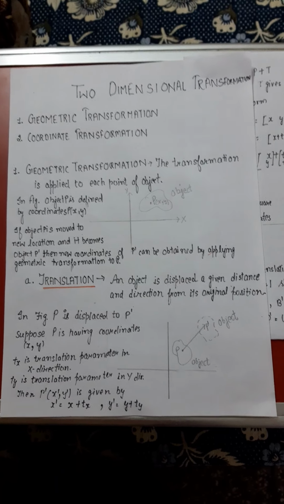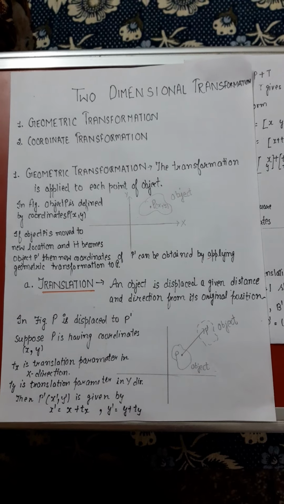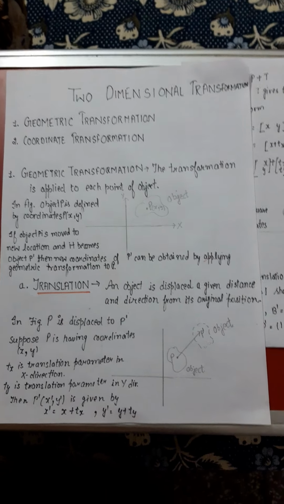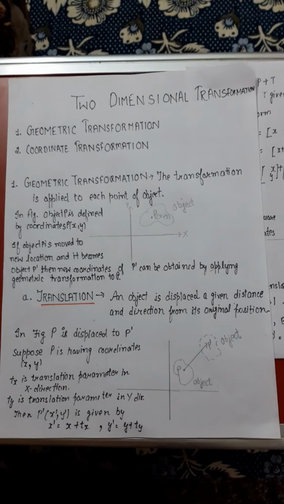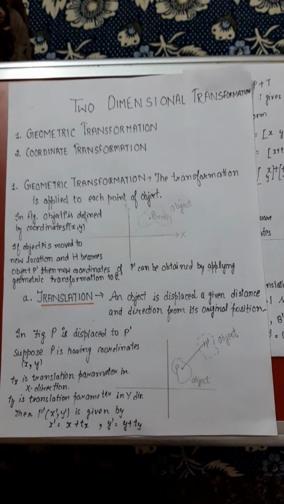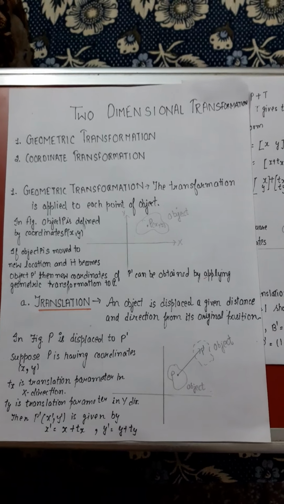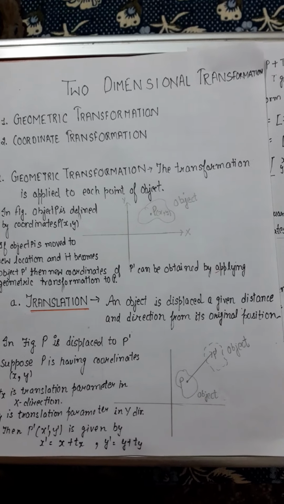Now we will do two-dimensional transformation. It is basically of two types. First is geometric transformation and second is coordinate transformation. So let's start with geometric transformation. Here the transformation is applied to each point of the object. In geometric transformation, we apply the transformation on each point of the object, like you can see in the diagram.